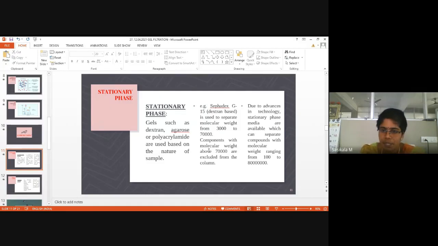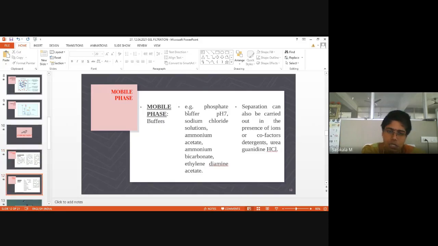Thereby different molecules will have different molecular weights, so they will get separated into individual fractions. Then, due to advances in technology, stationary phase media are available which can separate compounds with molecular weight ranging from 100 to millions. We can separate the molecules by using the fixed stationary phase.